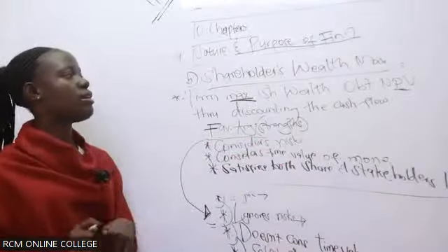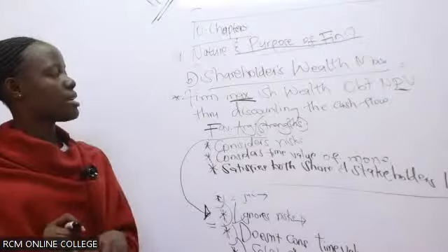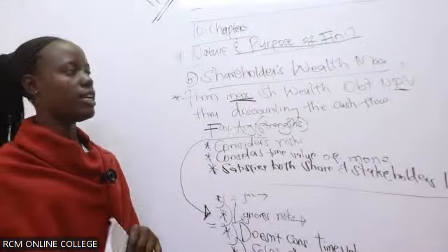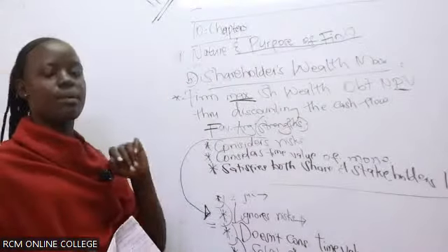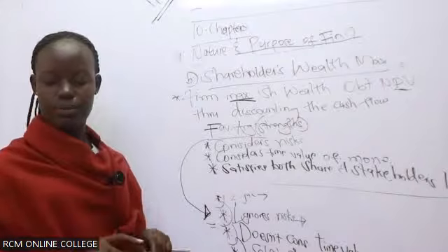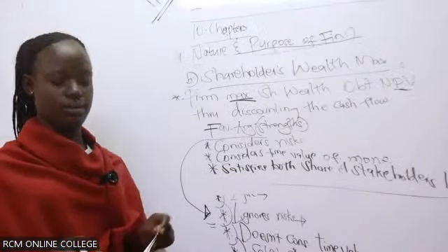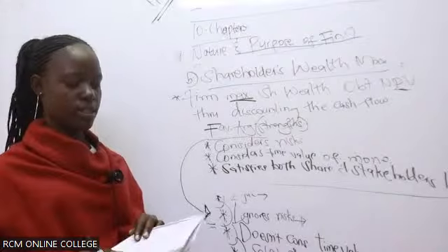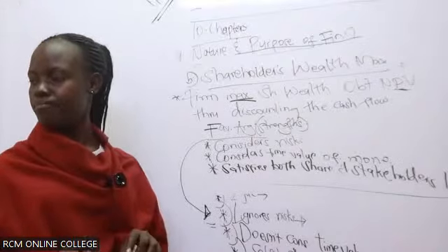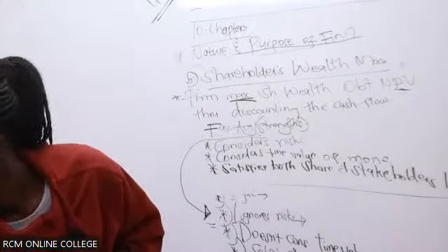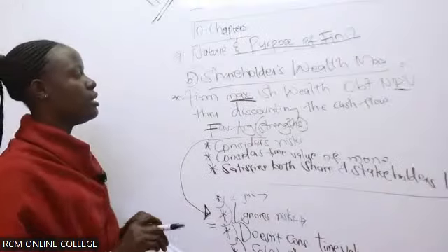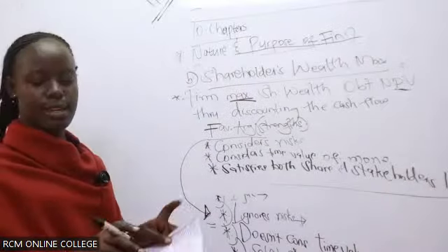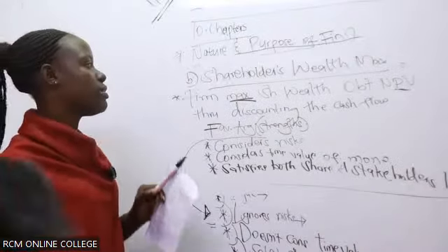So that's what we have on shareholders' wealth maximization as the second financial goal of a firm. Any question up to that? Any question? Yeah, there's no question. Now we can proceed to the non-financial goals of the firm.